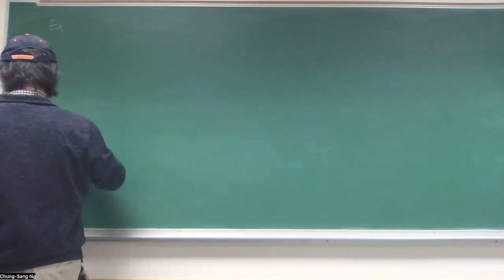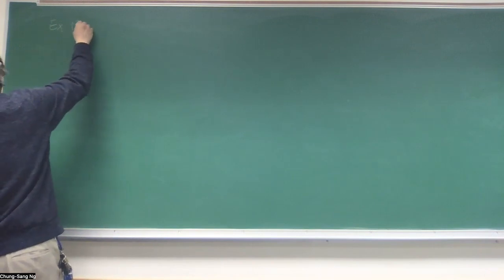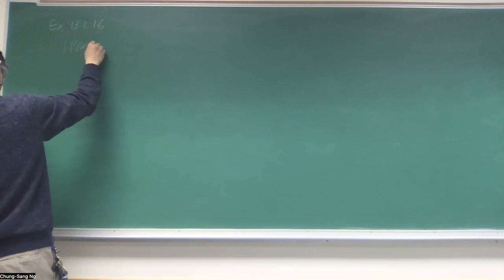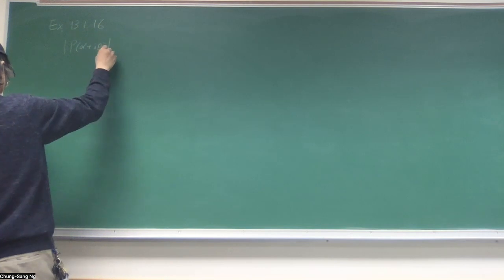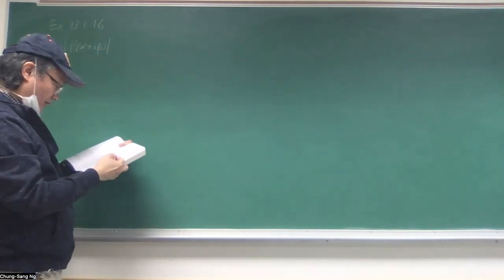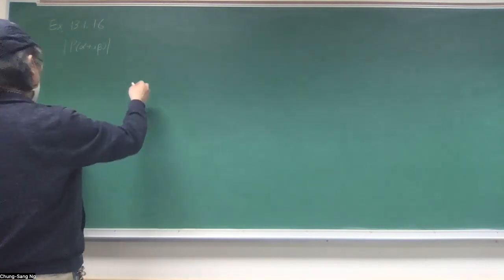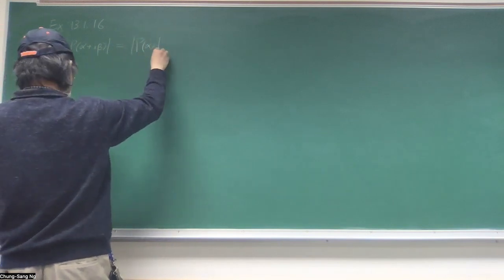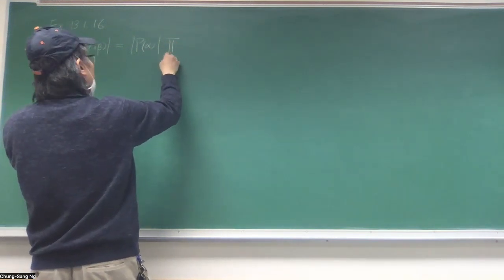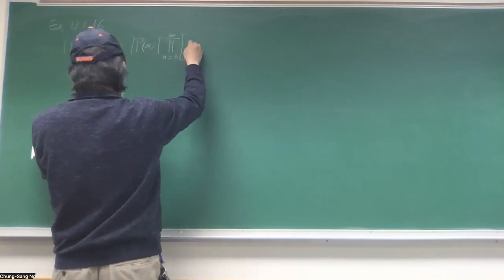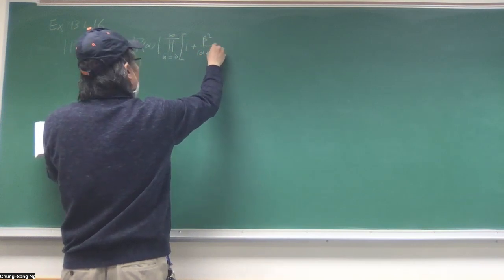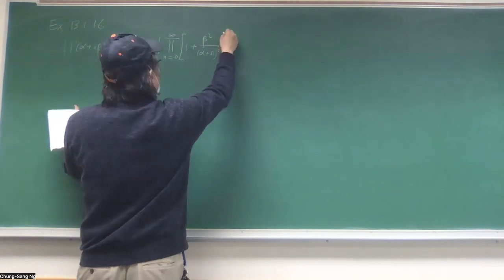Exercise 13.1.6 D. We are trying to show this one, with alpha plus beta. I suppose alpha and beta are real. And this, let's go with alpha plus n squared minus one.